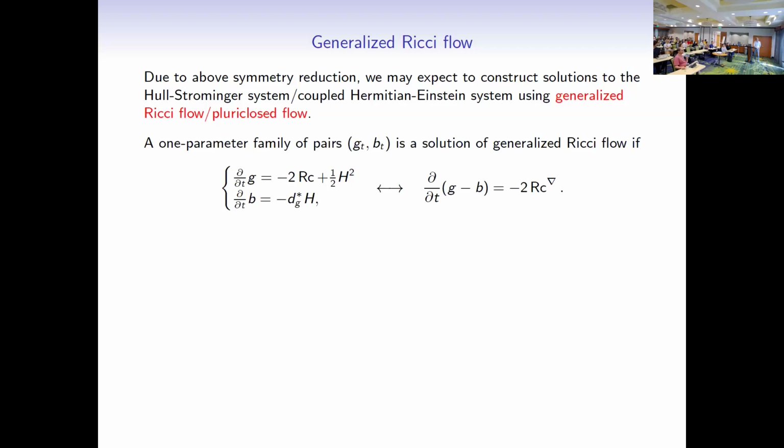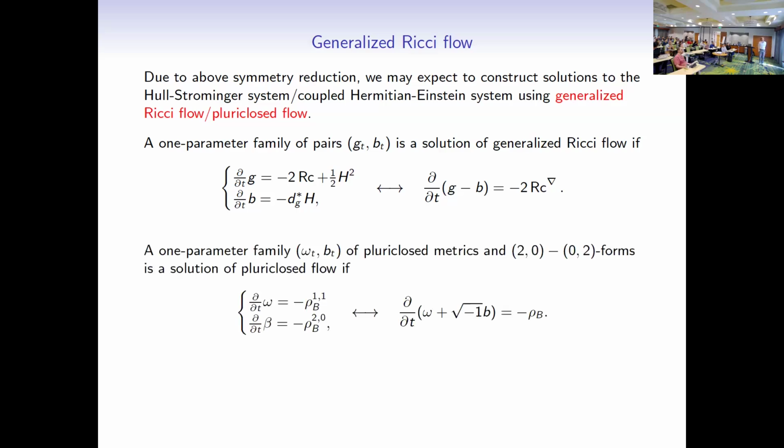So the metric is evolving by Ricci flow plus this 1/2 H squared. This is the natural contraction of H with itself to form a symmetric 2-tensor. And then the B field is evolving by minus d star H. And I guess I didn't write it, but H will be some background H plus dB. Okay? So equivalently, this is just saying that G minus B is evolving by the Bismuth-Ricci tensor. So the Ricci tensor of a connection with skew torsion, like over here, has a symmetric and a skew part. And in any case, it fits together like this.